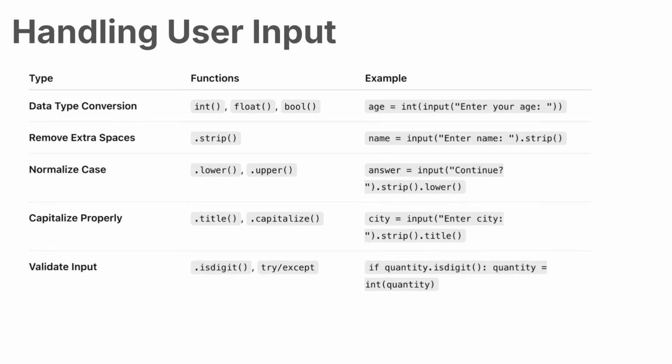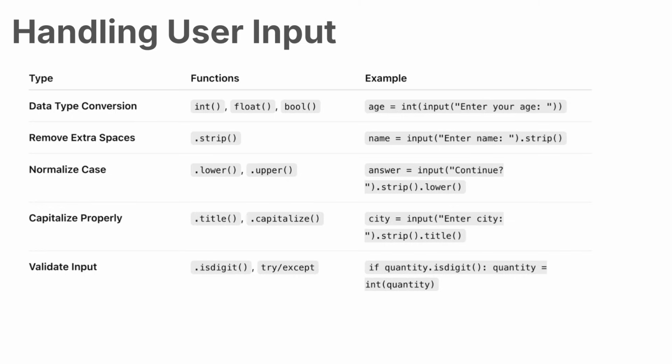When you're checking answers like yes or no, make the comparison fair by normalizing the case. Add lower or upper so that the different types of yes are treated the same. If you want the text to look nice, like names or cities, format it with title or capitalize. That turns a lowercase title into a capital case title.